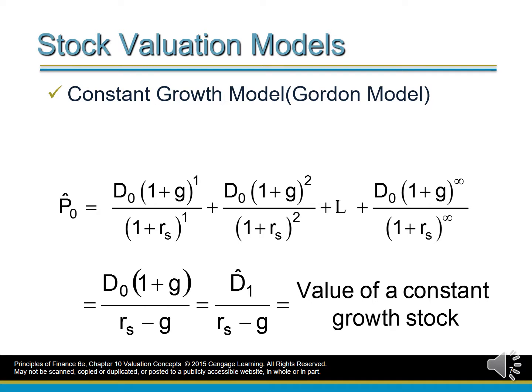The constant growth model is also called the Gordon model. The price of common stock will be the dividend at the end of the first year divided by the required rate of return minus the dividend growth rate.